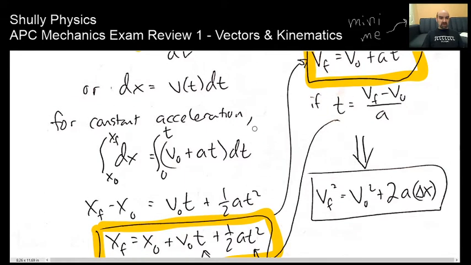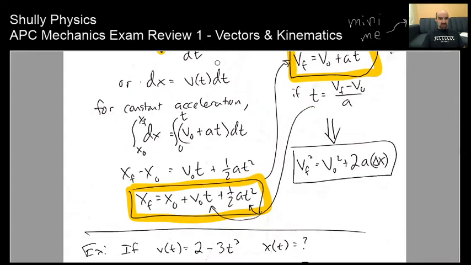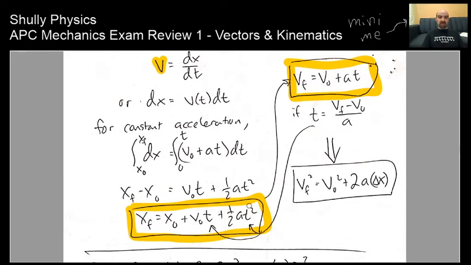Now these two are very useful on their own, but they are both time dependent. So if you need a tool that is independent of time, if we combine these two expressions, set this one equal to t. So what does t equal here? Vf minus v0 divided by a.